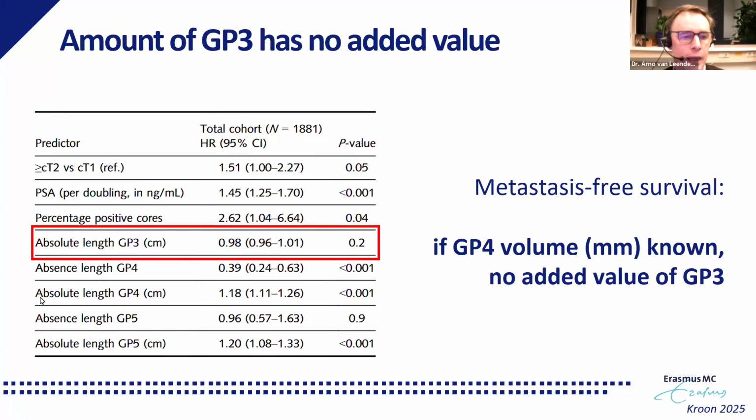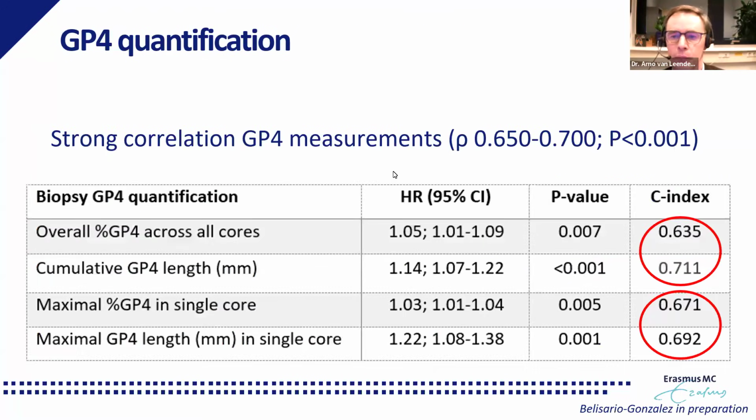So we added absolute length pattern 4, and it was highly significant for metastasis-free survival. And actually, if you have absolute length 4 in it, the amount of pattern 3 doesn't matter at all anymore. So the prognosis is purely determined by the absolute length of pattern 4 and not anymore by the proportion of 4 towards 3. There's another study we did.